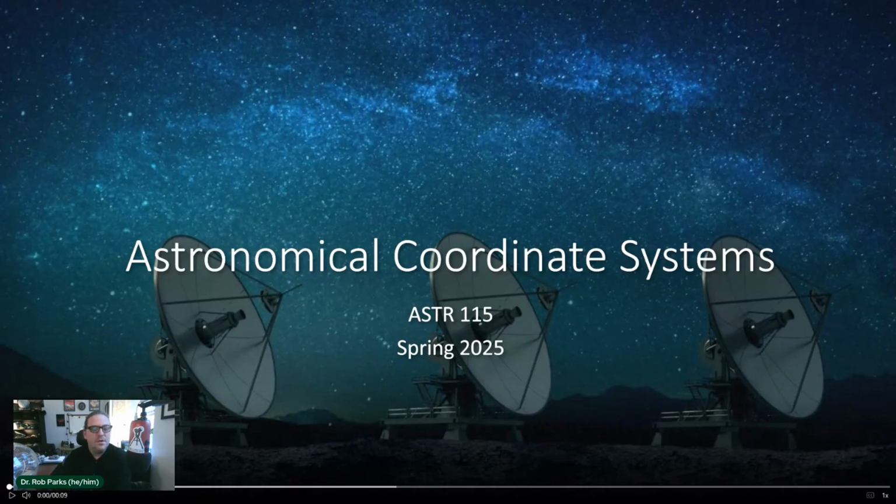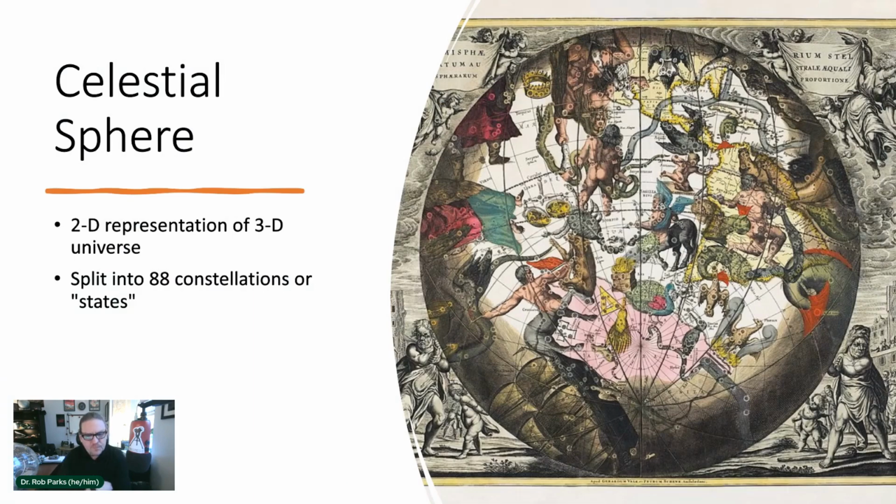All right, so let's get into this. Lecture: Astronomical Coordinate Systems. So again, this is all basically based on the celestial sphere, which again was an abstraction by the Greeks. Now we understand that it is a 2D representation of a 3D universe.